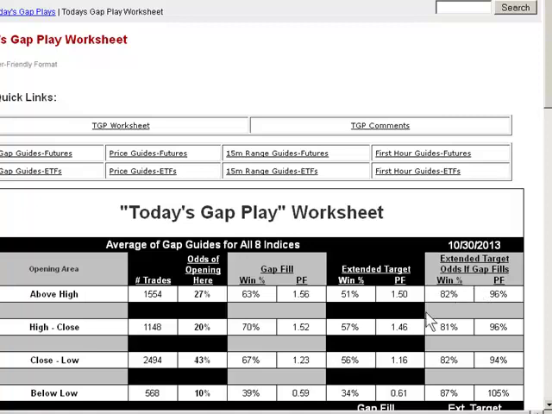I'm looking for the extended target numbers here to be greater than 80%. These are just simple mathematical ratios, taking the extended target numbers shown here, dividing them by the gap fill number shown there. As long as both numbers are greater than 80%, I'm almost always going for a quarter minimum, if not a half, of the position for extended target.